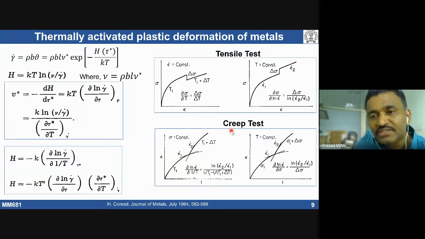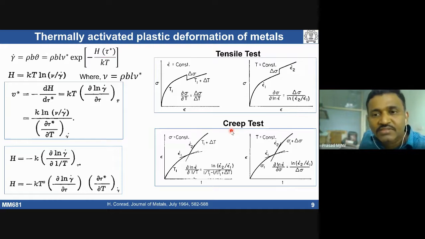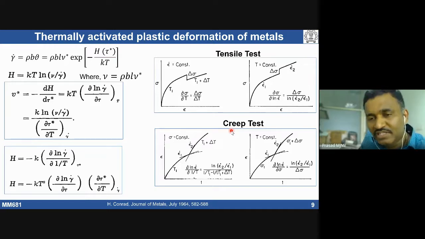Any other examples? Where do you see creep? What are turbine blades made of? Nickel alloys, not necessarily. Superalloys are popular. People also use titanium alloys, other high temperature alloys. Most commonly used are superalloys. So superalloys are used for making turbine blades.